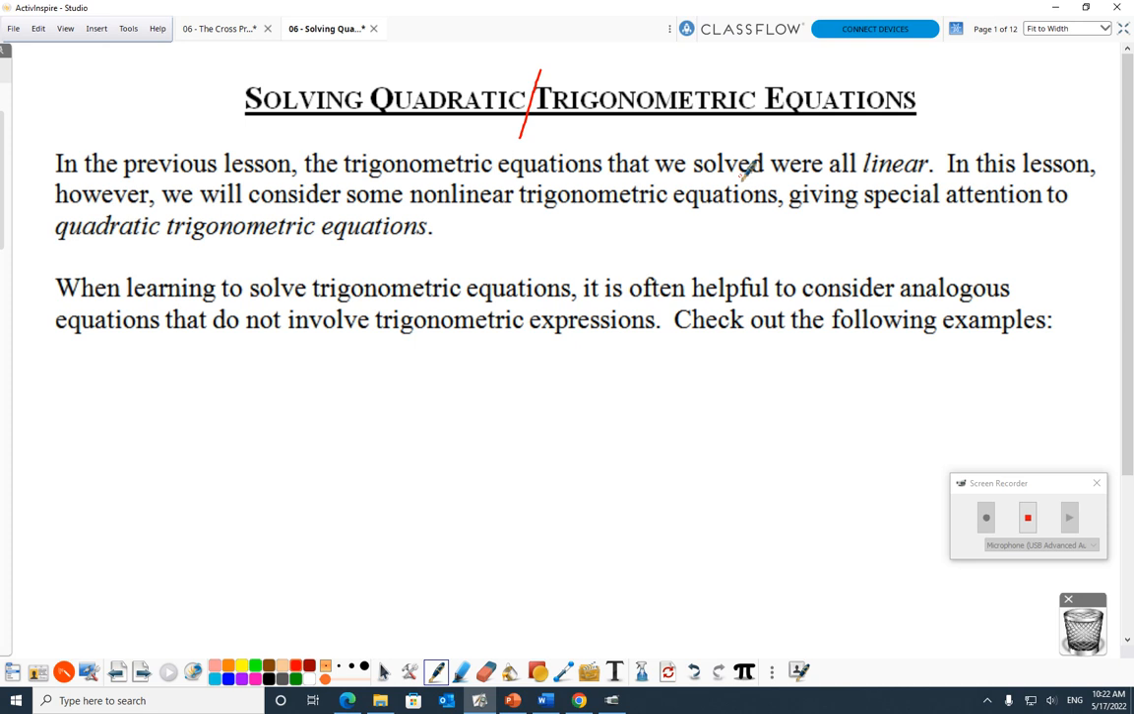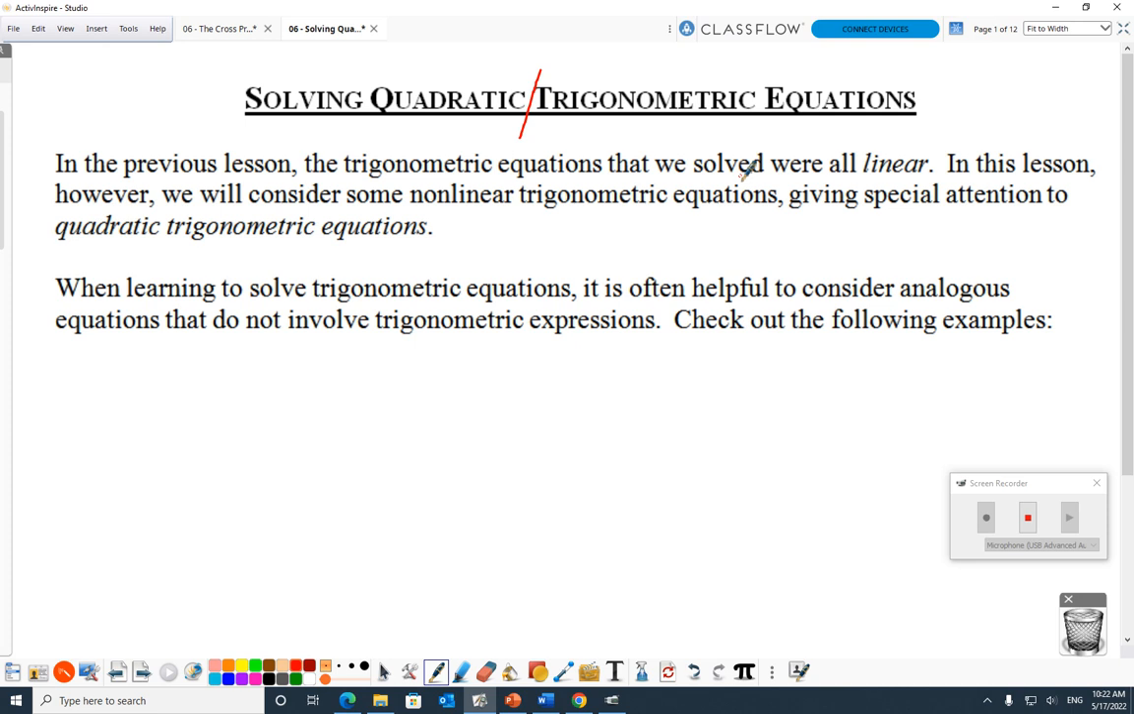In the previous lesson, the trigonometric equations that we solved were all linear. In this lesson, however, we'll consider some nonlinear trigonometric equations, giving special attention to quadratic trigonometric equations. Actually, there's a couple that aren't technically quadratics, but we can handle them. Those are the least of your worries.